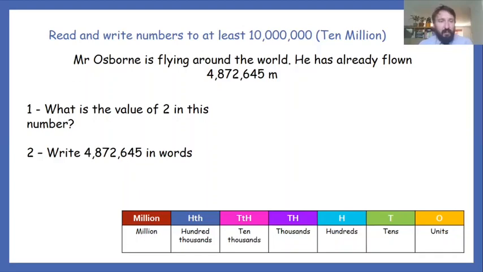I'm sure if you've completed the other sessions, then you will be fine in completing this. Okay, so let's have a look at this together. What is the value of 2 in this number? I've got my units, my ones, my tens, my hundreds, my thousands. Okay, and by that I mean I have 2,000. So what is the value of 2 in this number? It is 2,000.